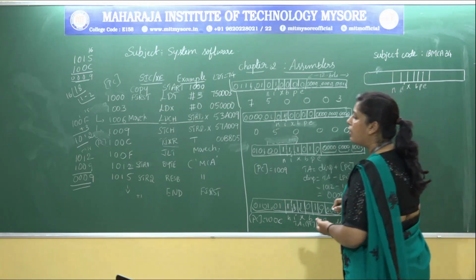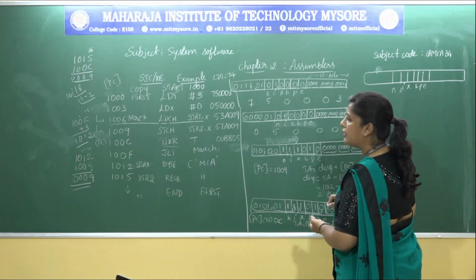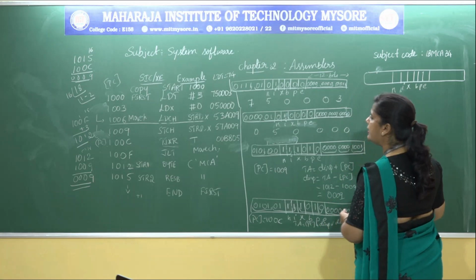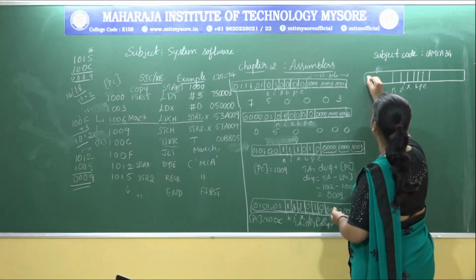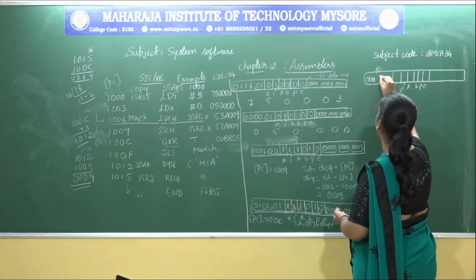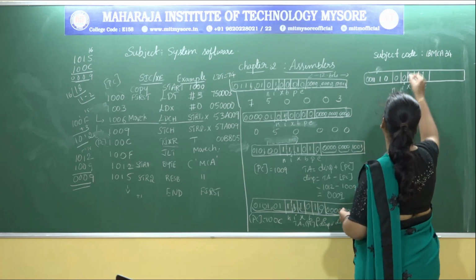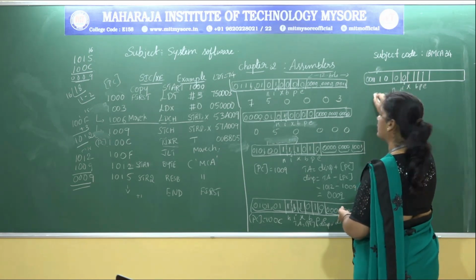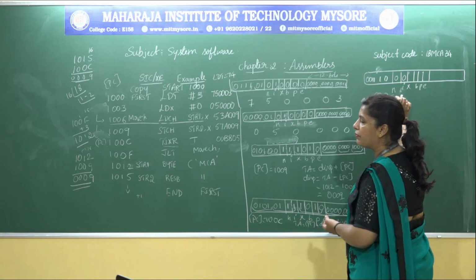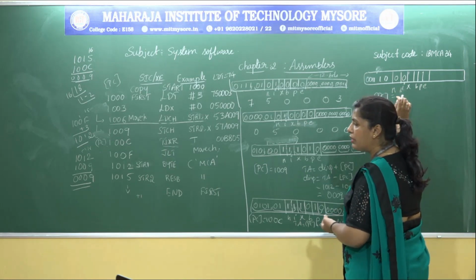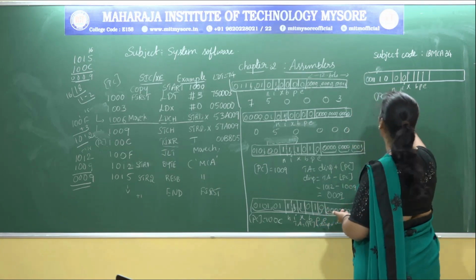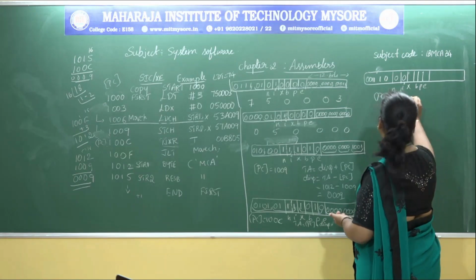So here, what is the opcode for JLT? The opcode for JLT is 38, which is 0011 1000. What is the program counter value for that instruction? It is 1012, since it is pointing to the next instruction.